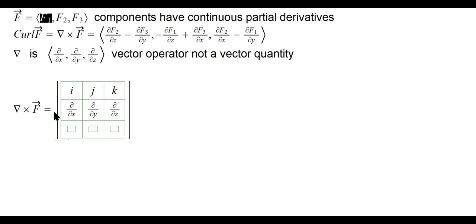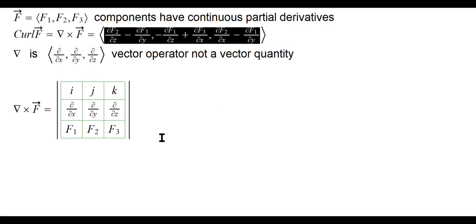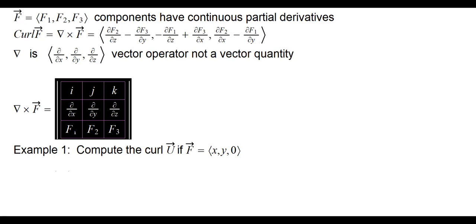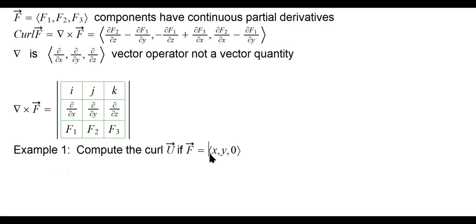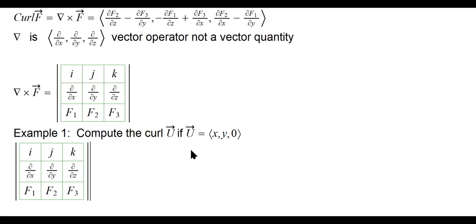And then we will have f1, f2, and f3. If you expand it, you will see that you get the same quantity as you have in here. So this is computationally convenient, especially if you are making a hand calculation, which we should in some basic cases. Let us take up an easy example. Say we are given this vector u, a vector field, and we want the curl of this vector field.